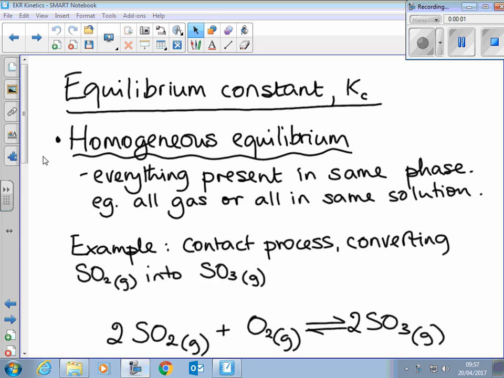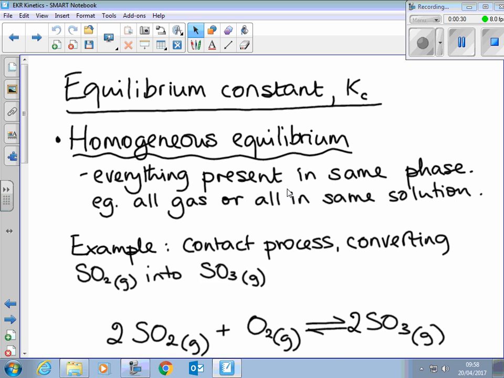So just a quick recap. Having thought about the idea of equilibrium being the point at which a forward and a back reaction are going at the same rate, so it doesn't seem that anything's happening, we've got this idea of the equilibrium constant, but we've got issues on the values we can use in calculating it, depending on what phase or state, if you like, the reactants and products are in.